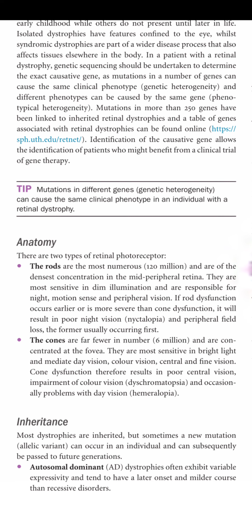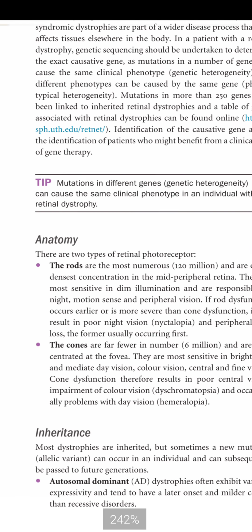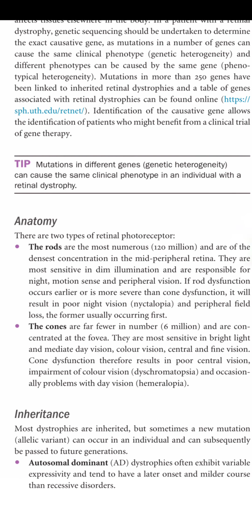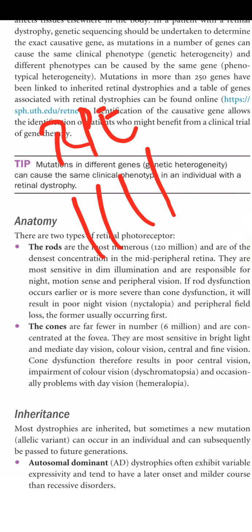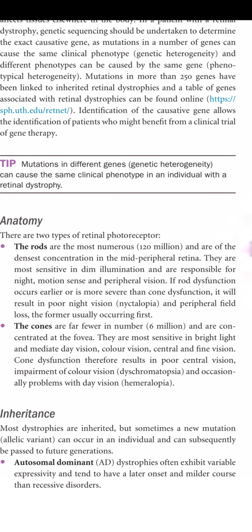So we can have anatomy and inheritance. First, the anatomy. There are two types of retinal photoreceptors. After the RPE there is a photoreceptor layer, and there are two types of photoreceptor: rods and cones. The rods are the most numerous, 120 million, and are of densest concentration in the mid-peripheral retina. They are more sensitive in dim illumination and are responsible for night vision, motion sense and peripheral vision.